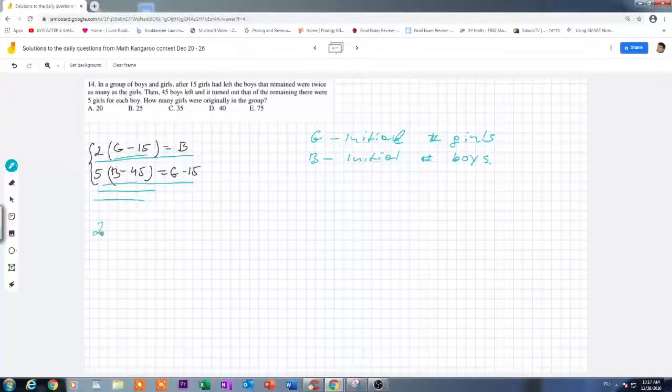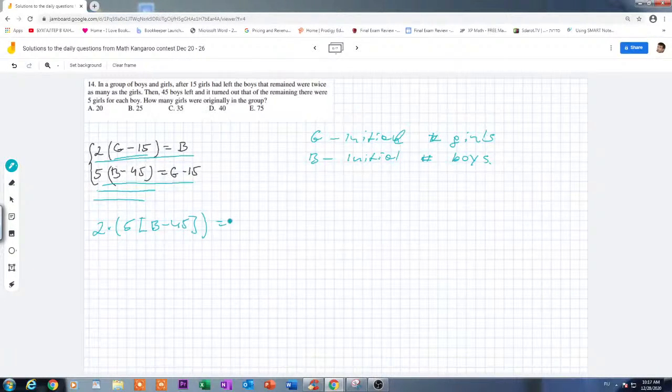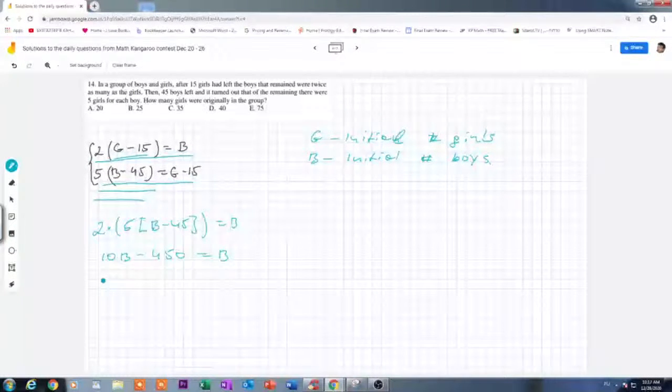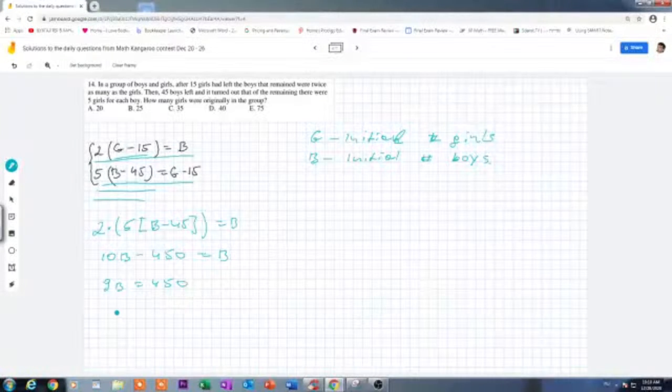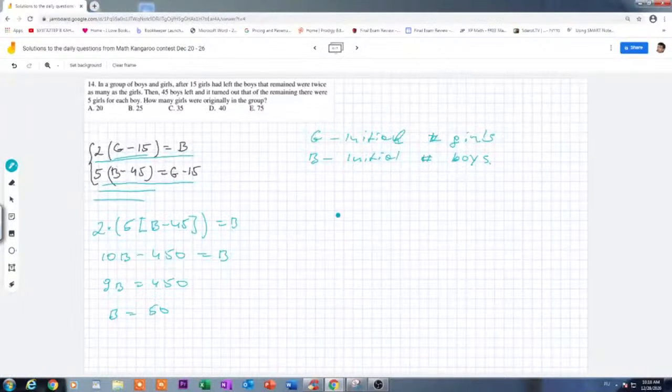So we have 2 times 5 times b minus 45 equals b. So we open brackets. So we have 10b minus 450 equals b. 9b equals 450. So number of boys is 50. Okay.